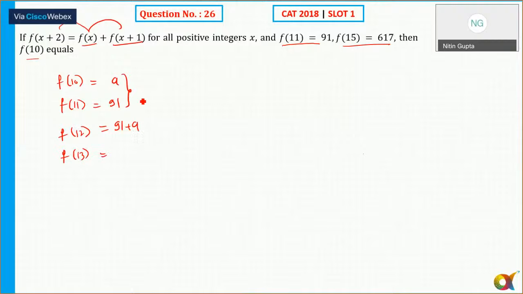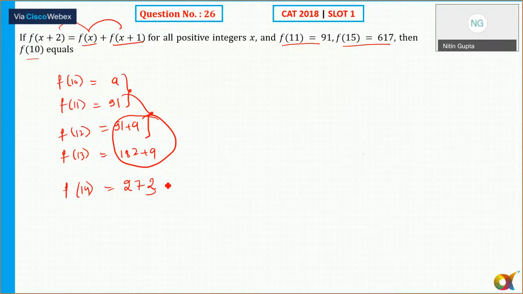F13 is the sum of previous two terms, 91 plus 91 plus a, that is 182 plus a. Yes, it's a Fibonacci series. So F14 is the sum of previous two terms, that is 182 plus 91, which is 273 plus 2a. So what is F15 equal to?